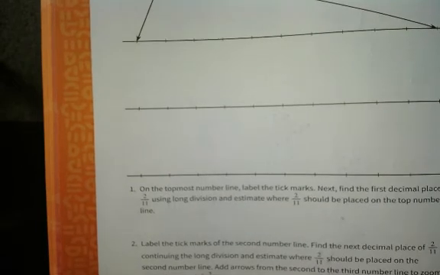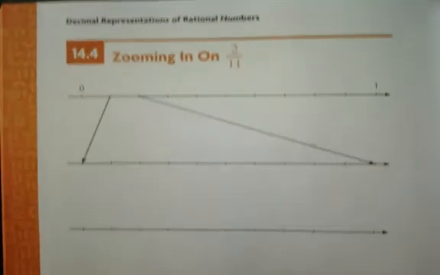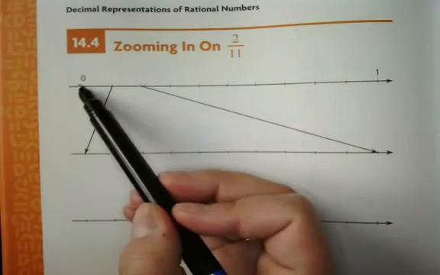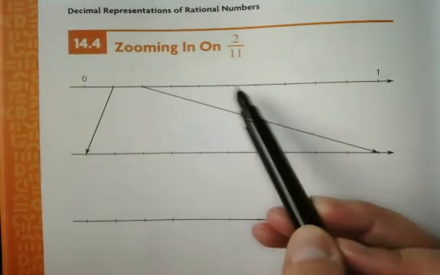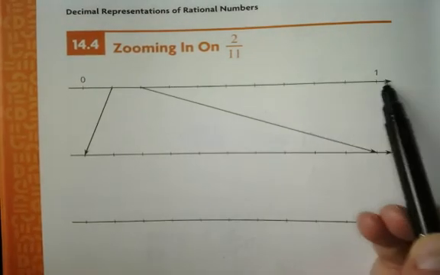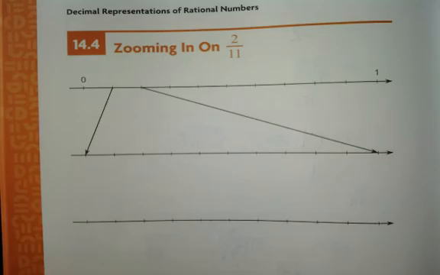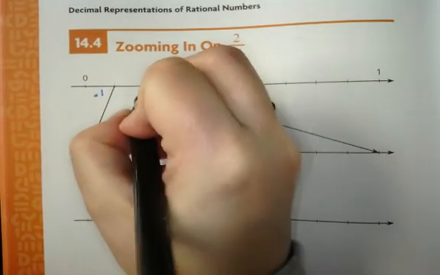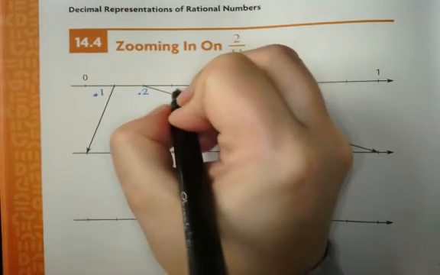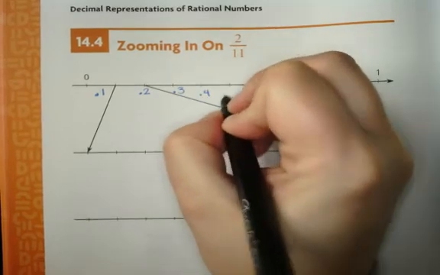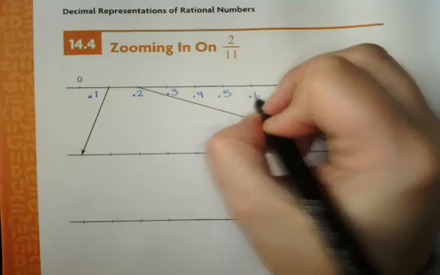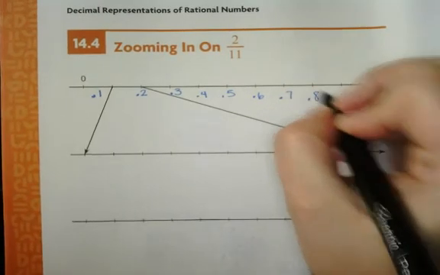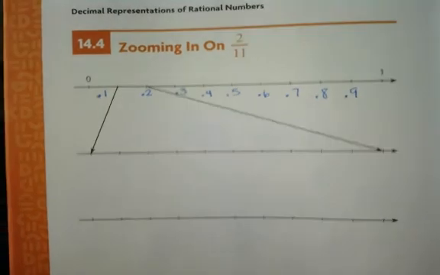On the topmost line, label the tick marks. Next, find the place the decimal at 2/11ths. Should be placed on the top number line. So find where it goes. So I counted these. I have 1, 2, 3, 4, 5, 6, 7, 8, 9, 10. That means I'm going to have to go by tenths. So this one is 0.1, 0.2, 0.3.